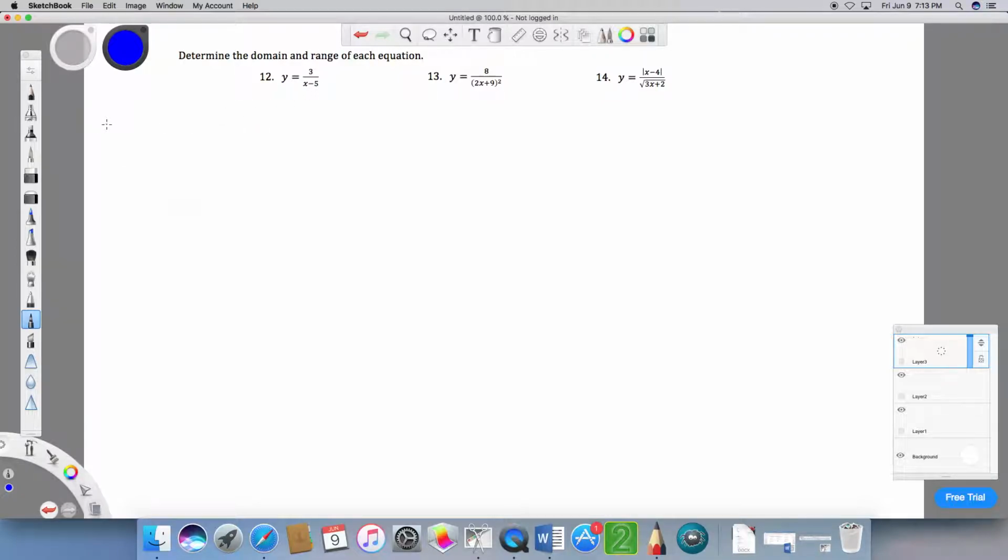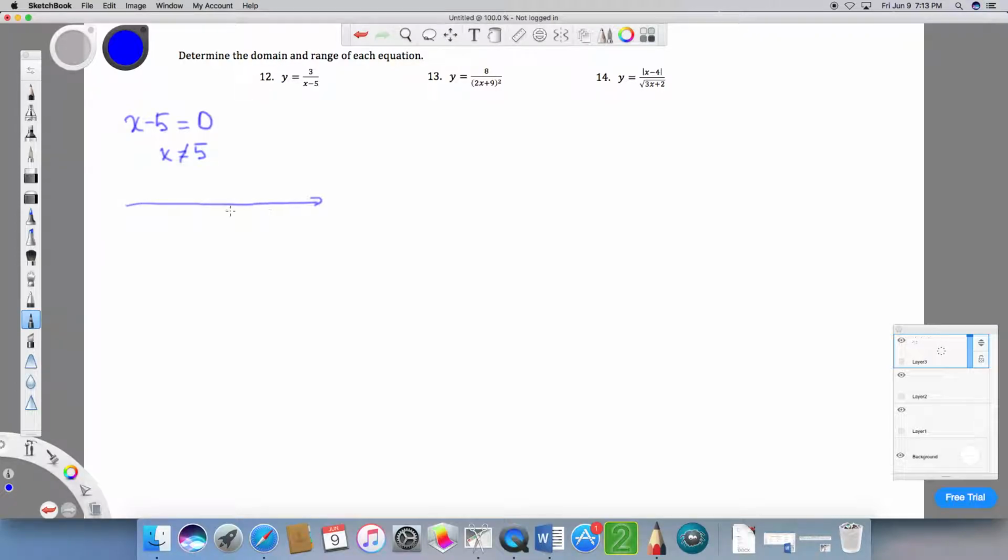The domain, well, it's going to be the set of all real numbers excluding any values that cause division by zero. Since we have a variable in the denominator, that possibility of dividing by zero exists. If x minus 5 were allowed to equal 0, that's going to happen whenever x equals 5, so we want to prevent that from happening. So our domain is actually all real numbers except the number 5.